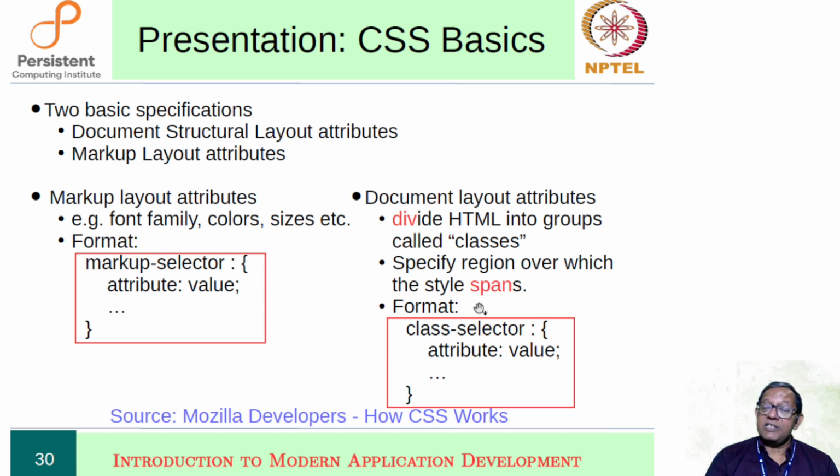The CSS specification format then is just like we had a markup selector, we have a class selector, and again attribute and values. This is the most basic way in which presentation is controlled or presentation is defined. As usual, you also have a link over here which you can use to see how CSS works.